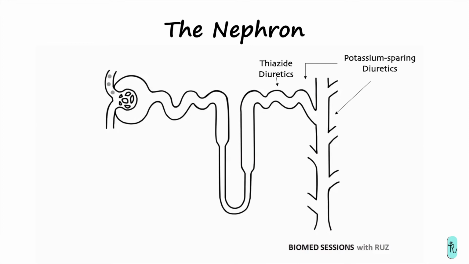Lastly, loop diuretics work in the thick ascending limb of the loop of Henle. These drugs, including furosemide, torsemide, and bumetanide, are excellent in promoting fluid loss from the body, particularly in cases of heart failure. However, these are less effective as antihypertensive agents as compared to thiazide diuretics due to their short duration of action. Now, let's take a closer look at thiazide diuretics.